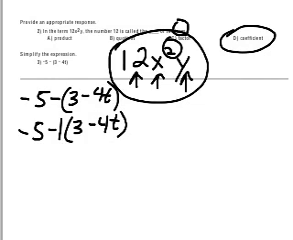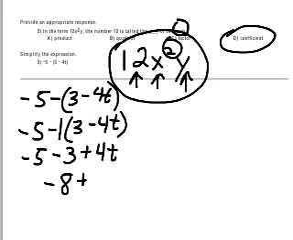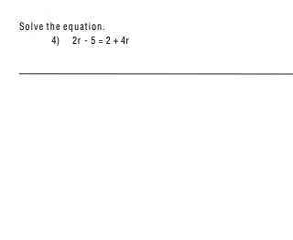Okay, so we'll do the distribution first. That's the multiplication that comes before addition or subtraction, which involves the 5. So we'll just recopy the 5. And -1 times 3 is a -3. -1 times a -4 is a positive 4t. Okay, -5 minus 3 is a -8. And we just keep the 4t. That's our answer.